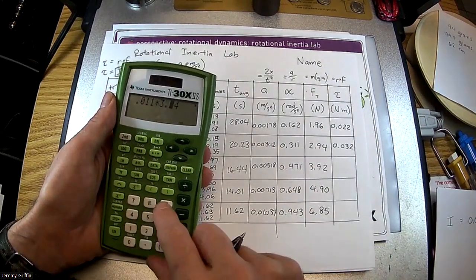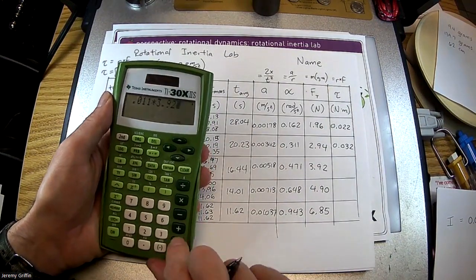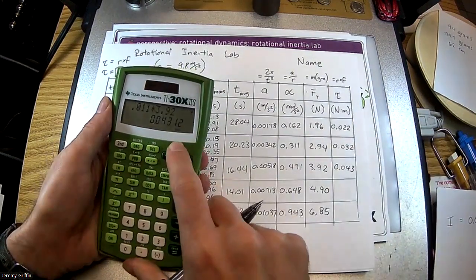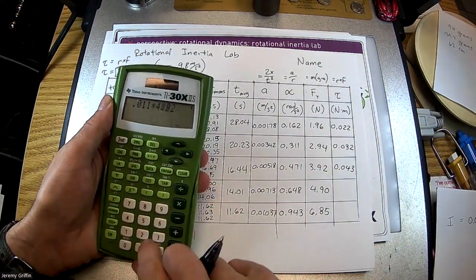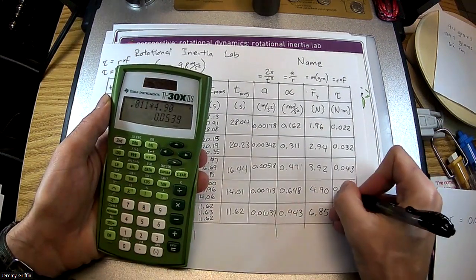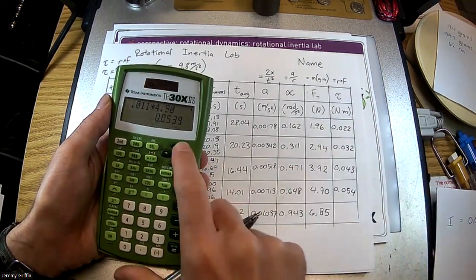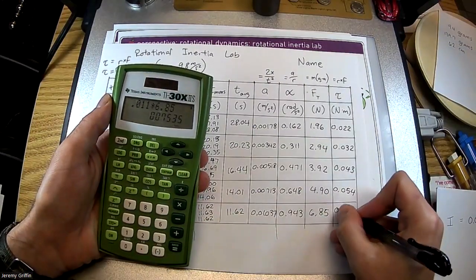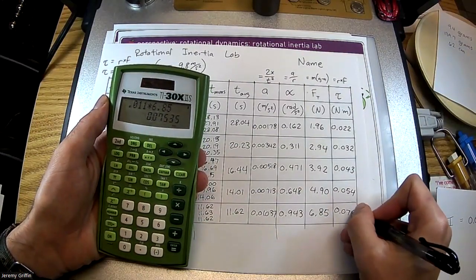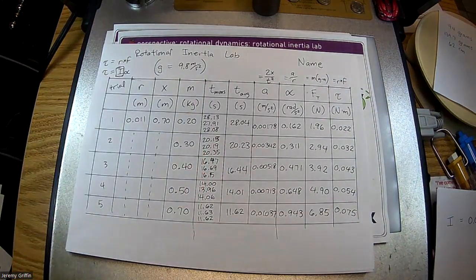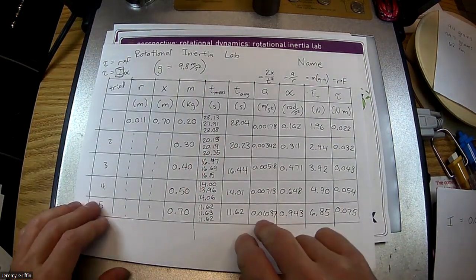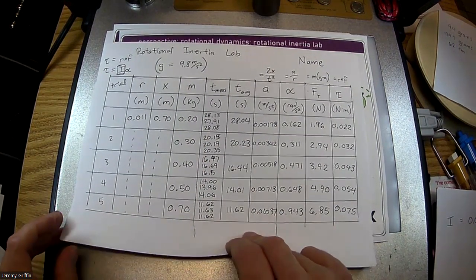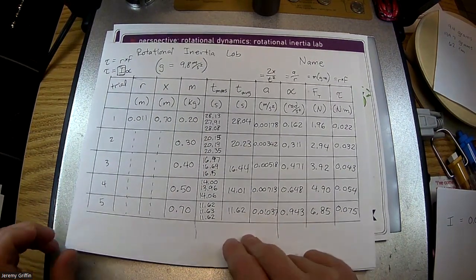But the force is changing. 0.043 Newton meters. 0.054 Newton meters. And finally, 0.075 Newton meters of torque. All right. There's the table. Are we good so far? We got that? Okay. So there's a whole table.